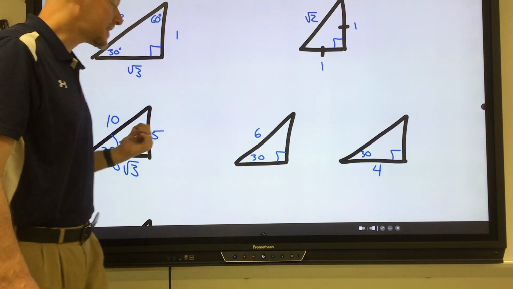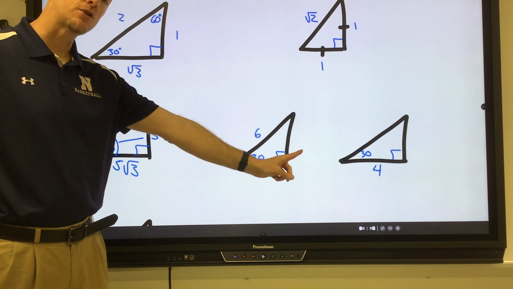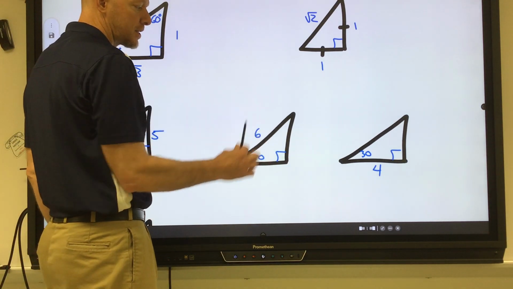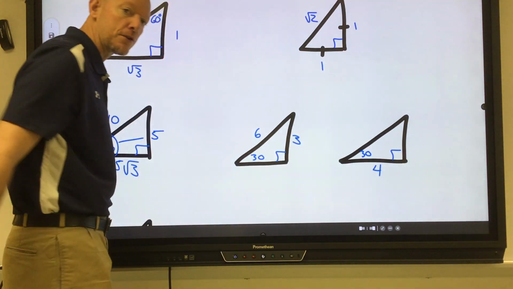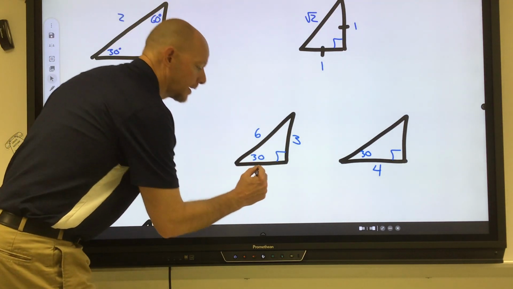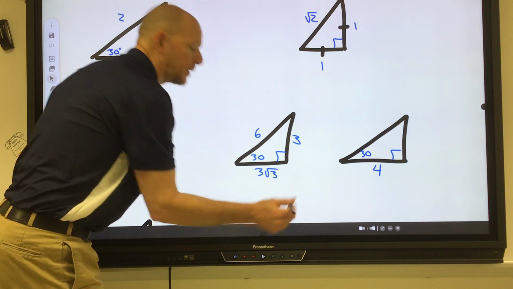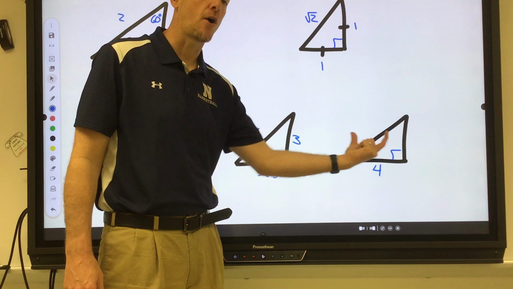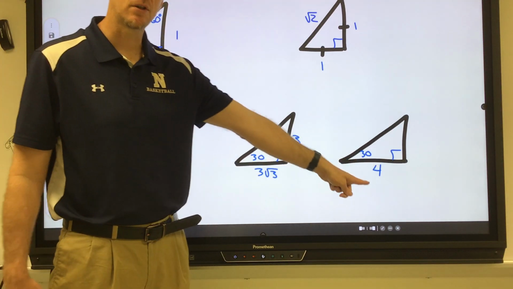Now, second best scenario, they don't give us the short leg, but they give us the hypotenuse. So if I have the hypotenuse, I just cut it in half to find the short leg. Once I know the short leg, I multiply it by the square root of 3 to find the long leg. And then finally, pretty much the hardest situation is if they give us the long leg.